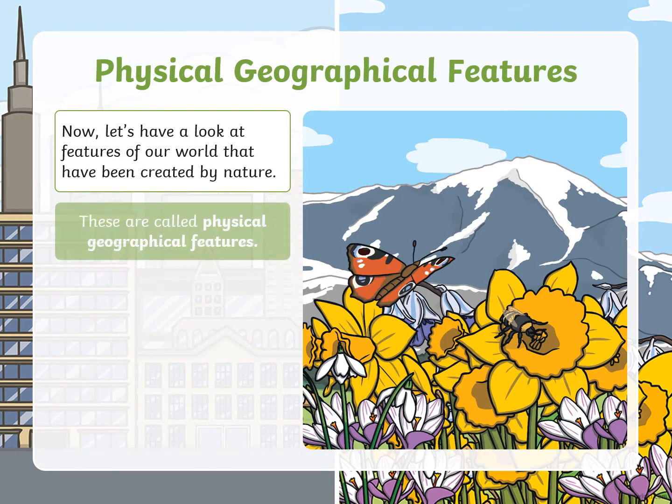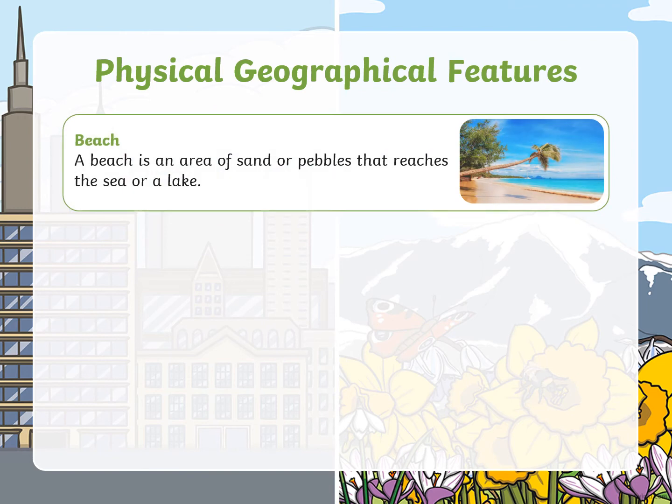Let's have a look at physical features. These are things that have been created by nature. So they weren't made by anybody. They were just there as natural features. We call those physical features. Let's look at some examples.